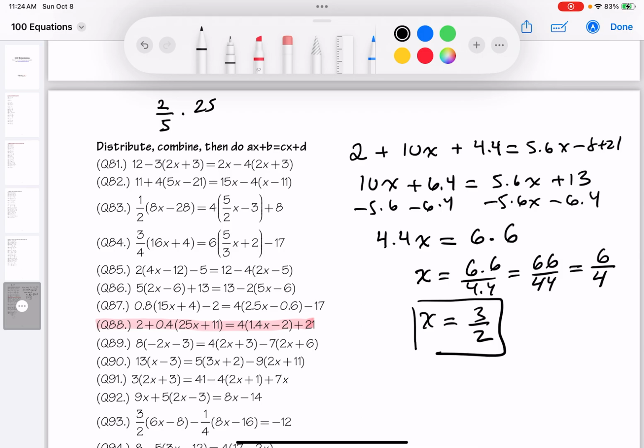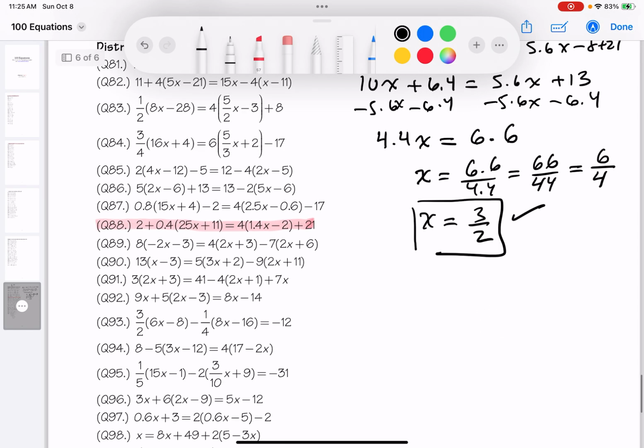Yeah, I think that's pretty good. Took 5.6x from both sides. Just notice I made a typo over here. And let's see, 5.6 from 10, 4.4x. And 6.4 from 13, 3.6, 6.6. Yeah, I think I did okay. And then 6.6 over 4.4, 66 over 44, divided by 11, 6 and 4, 3 and 2. I'm convinced this is correct. Let's go back and check it again.